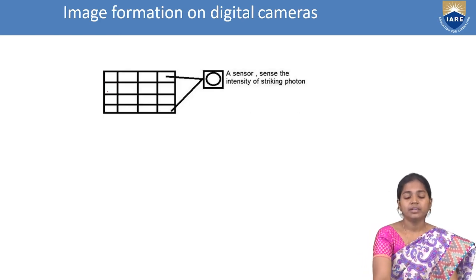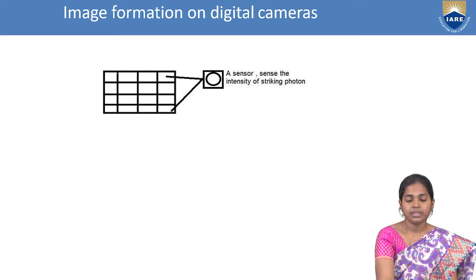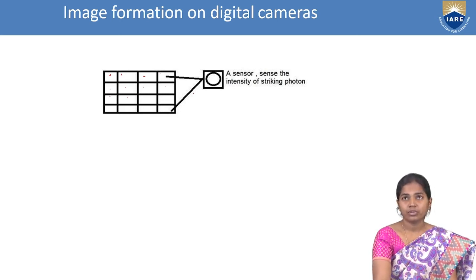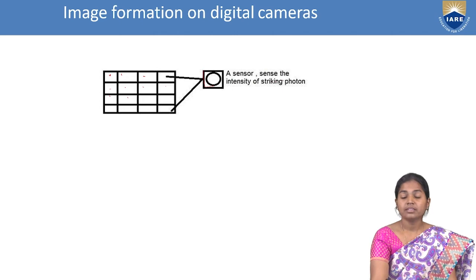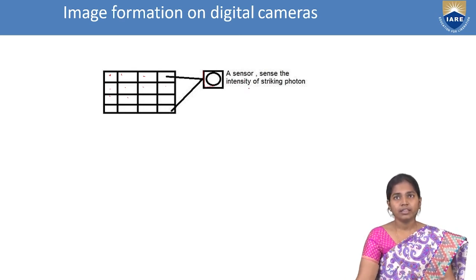So observe here, these are the rectangular boxes. Here it is a matrix. Each and every cell has a sensing element, a sensor. Here the sensor senses the intensity of striking photons. So whatever the light energy falls here, it senses the intensity of the striking photons.